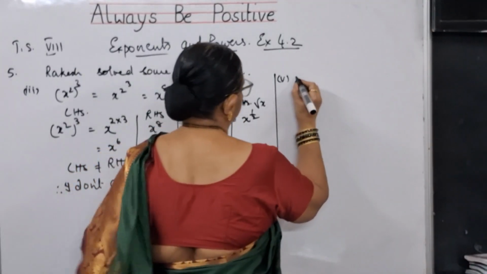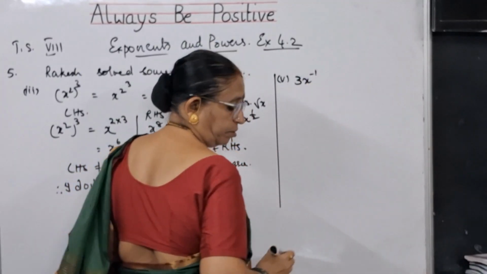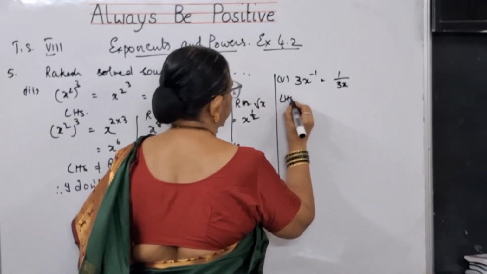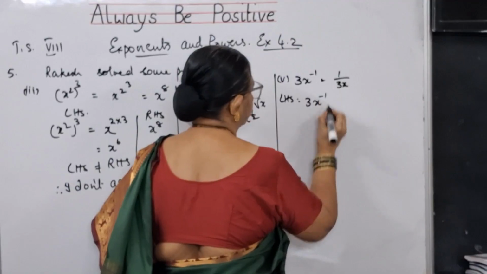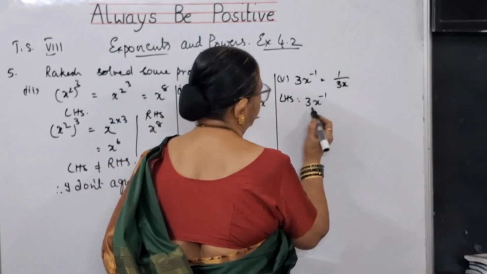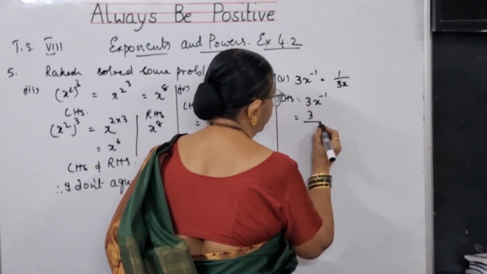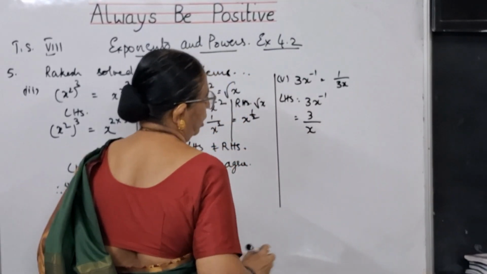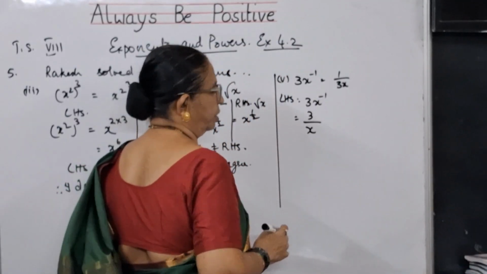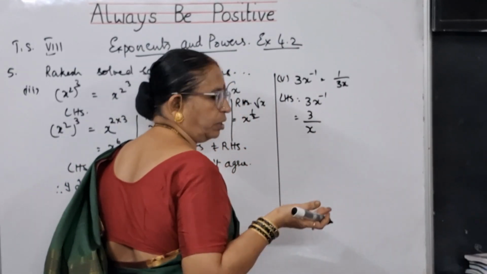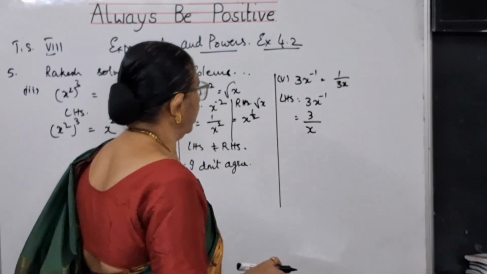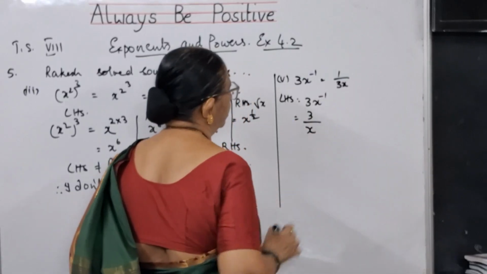Fifth bit, 3x to the power of minus 1 is equal to 1 by 3x. So LHS, 3x to the power of minus 1. See, there is no bracket here. Power is only for x. That means 3 divided by x we will write. Why? Because the power of x is minus 1. So it will go to the denominator. If it is in the denominator, it goes to the numerator. That means you have to write the reciprocal. So I have written reciprocal of x, that is 3 by x.